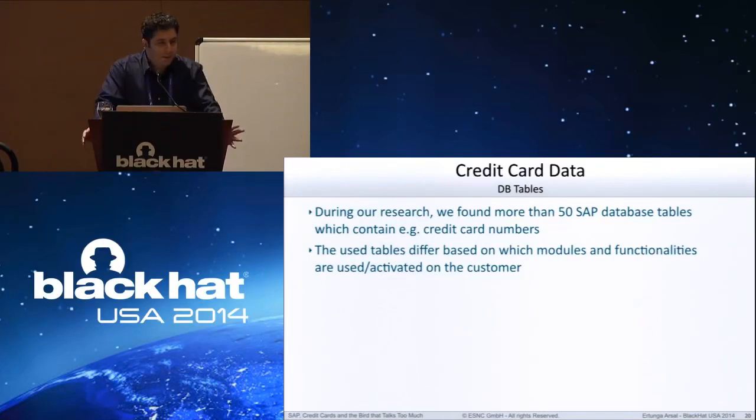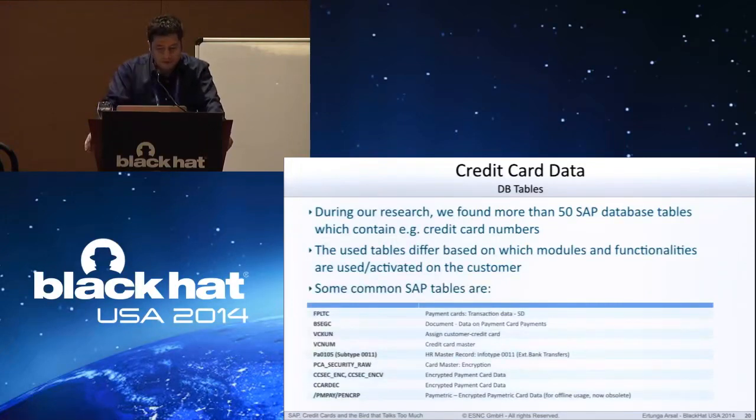Some of the tables are empty, some of them have content. This depends on which sub-modules are used in a company. Typically these are the BSEC-C and the FPLT-C tables. These are the tables we find almost everywhere. Or if there's an HR system, these are the PA0105 tables.